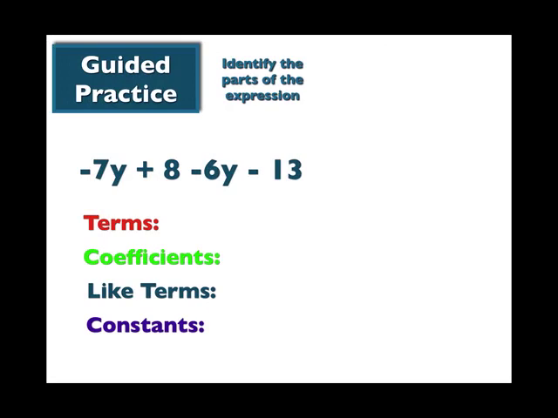Okay. Here's another guided practice question. Take a second, copy it down, and list the terms, the coefficients, the like terms, and the constants. Press play when you're ready to resume. Okay, on this one, the terms are negative 7y, 8, negative 6y, and negative 13. The coefficients are negative 7 and negative 6. The like terms are negative 7y and negative 6y, and 8 and negative 13. And the constants are 8 and negative 13.